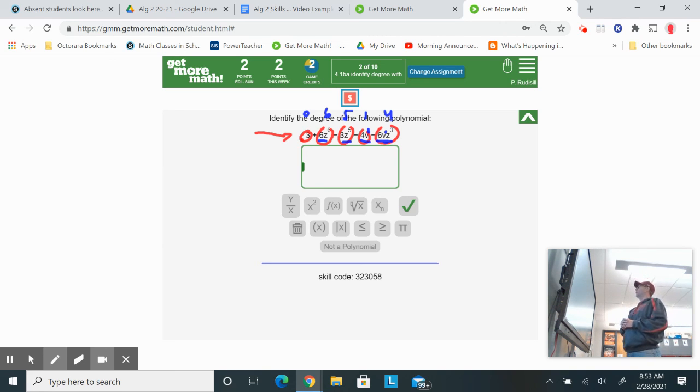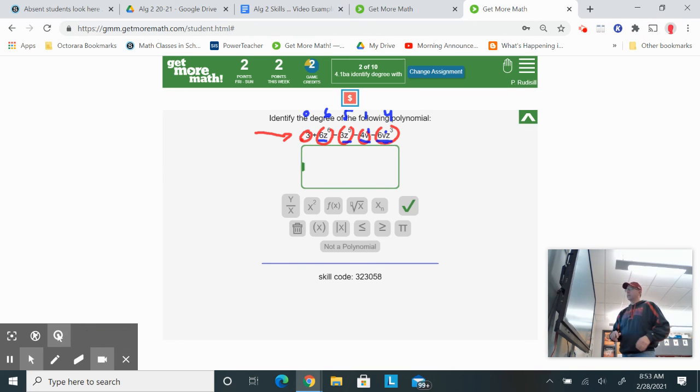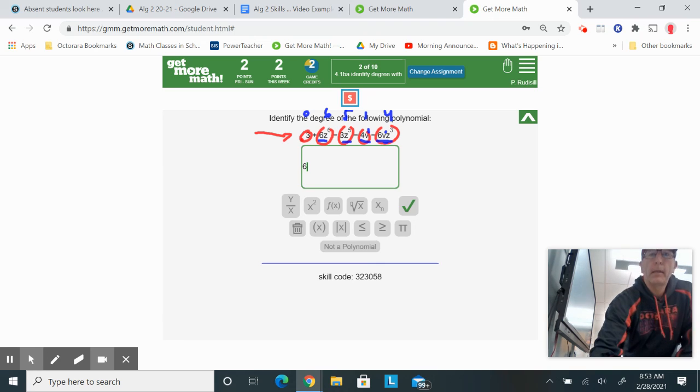So of all those terms, the highest degree is 6. So we tap that in. Should be the degree of the whole polynomial.